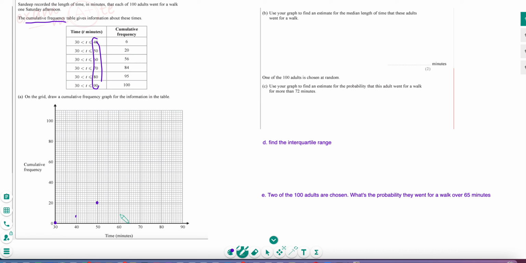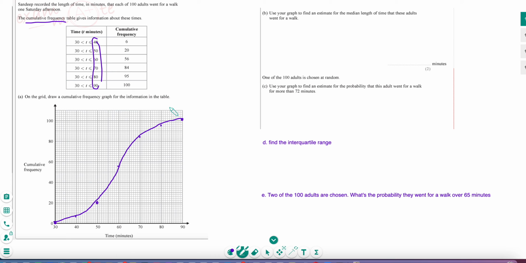60 will be 56. 70 will be 84. 80 will be 95. And 90 will be 100. And we draw it freehand. Boom. Like that.